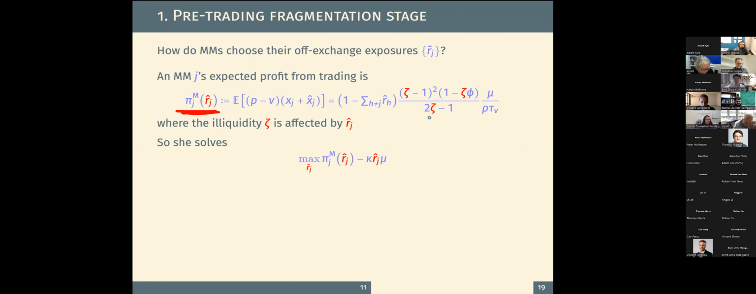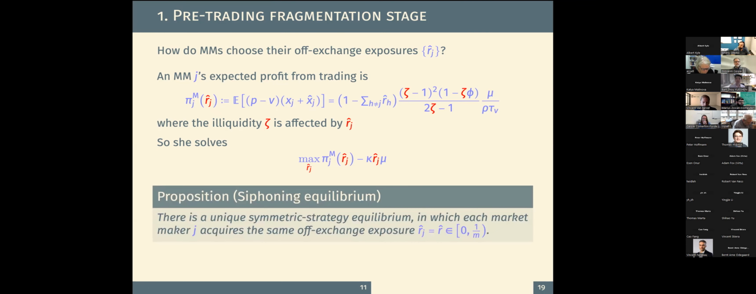So some expression of the illiquidity here. In fact, the only thing that matters for the market makers is the illiquidity. Their choice of R_j hat goes through these illiquidity zetas everywhere here. Then she basically chooses R_j hat to maximize the total trading profit, less the cost to acquire the off-exchange order flows. Think of this cost as kind of the payment to the brokers, like their PFOF costs.